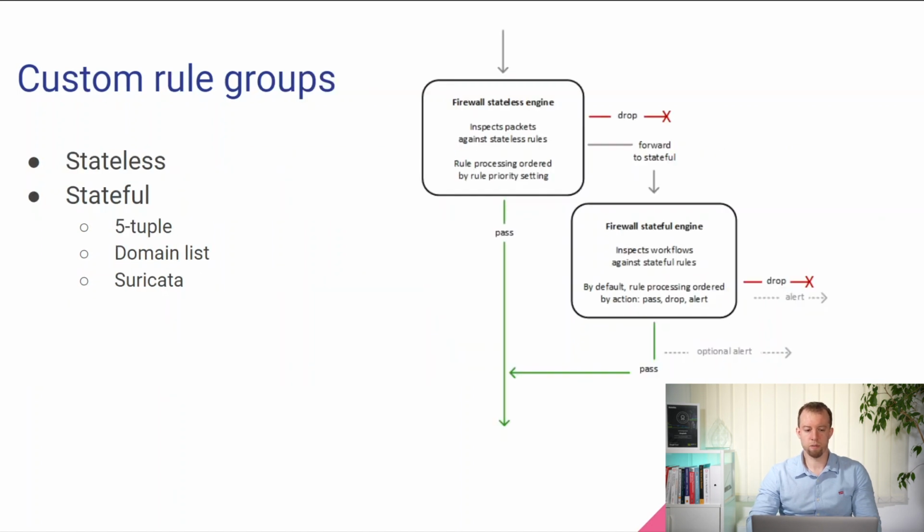There are two types of custom rule groups. One is the stateless, which examines each packet in isolation. So a stateless rule group doesn't consider context such as the traffic direction, or whether it is part of an existing approved connection. So stateless rule groups prioritize fast performance over more complex rules.